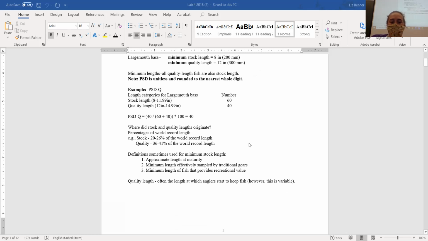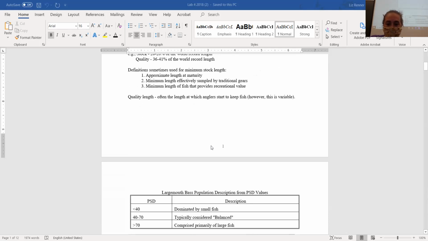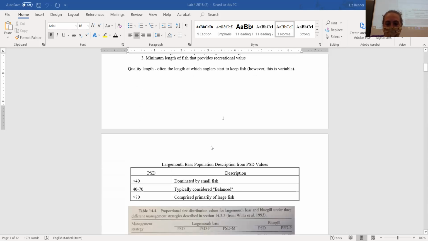When we say the minimum stock length, here are some definitions for that. It's the approximate length at maturity, a minimum length effectively sampled by traditional gears, or a minimum length of fish that provides some kind of recreational value. Then the quality length is often the length at which anglers start to keep fish, but that can be variable depending on management strategies.